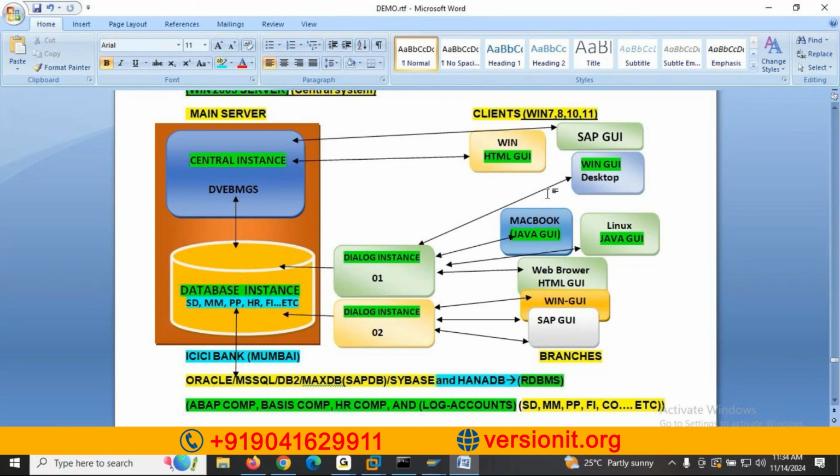And it comes in 3 forms. Guys, SAP GUI comes in how many forms? 3 forms. Number 1, Windows GUI. Windows GUI means the GUI that you can load on Windows. Next, Java GUI.